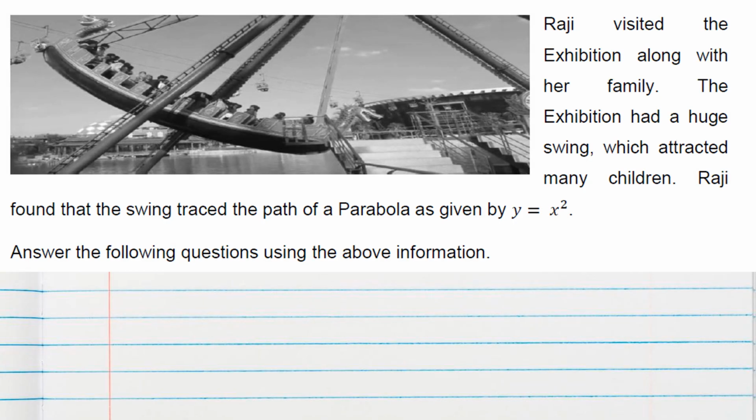Students, here is one more case study, but this time from the first chapter, Relation and Function. The question is: Raji visited the exhibition along with her family. The exhibition had a huge swing which attracted many children. Then Raji found that the swing traced the path of a parabola as y equal to x square. So answer the following questions using the information.